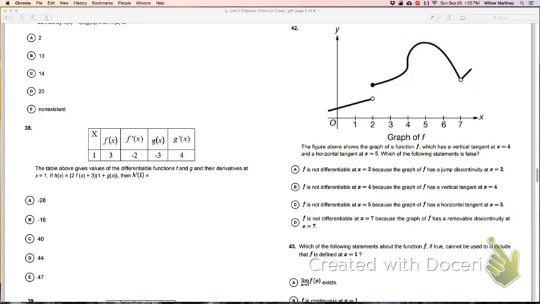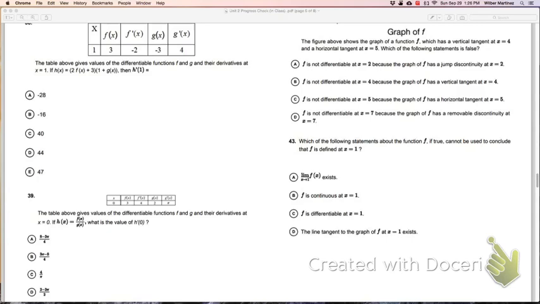For the next one, which of the following statements cannot be used to conclude that f is defined at 1? So the limit as x approaches 1 exists. This is a lot like the problem from 2 problems ago. So that automatically is the wrong answer. A limit alone is not enough to prove that a function is defined or existing at 1. Because I could draw a hole in the graph where the limit exists, but the function doesn't exist at that point, and it is not defined at that point.